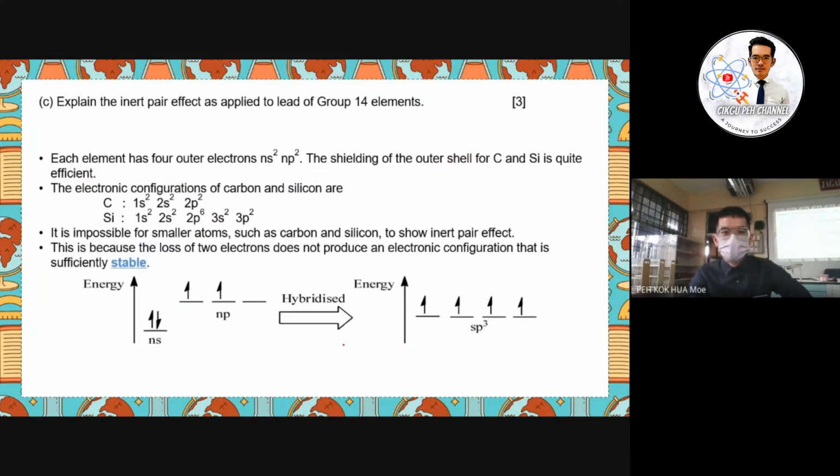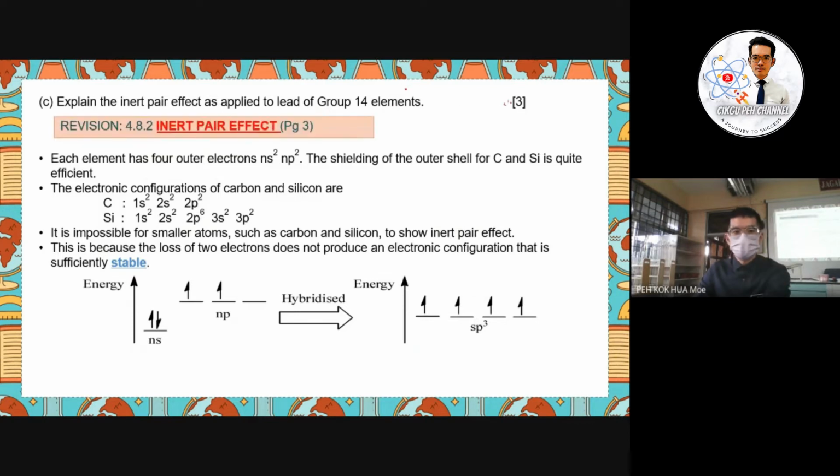The next question is: explain the inner pair effect as applied to lead of the group 14 elements. 3 marks. So here also, the information is from the notes, inner pair effect.